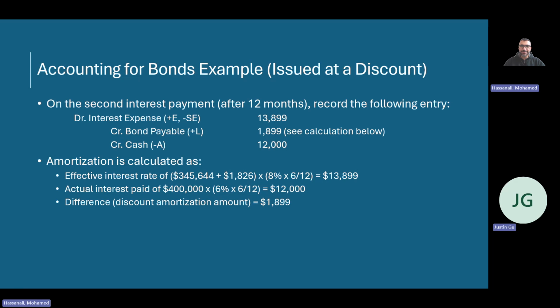Every time we use the effective method, we always look at the market rate, and if we calculate the actual payment, we look at the coupon rate. Correct. So the actual payment is always based on the coupon rate and the face value, but the effective interest rate is the market rate and the discounted bond price, or the premium bond price.